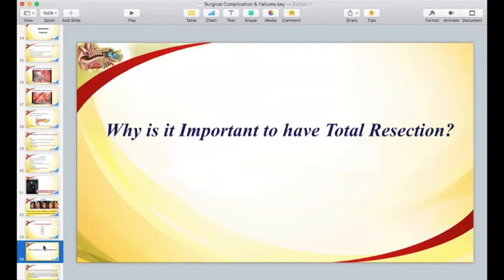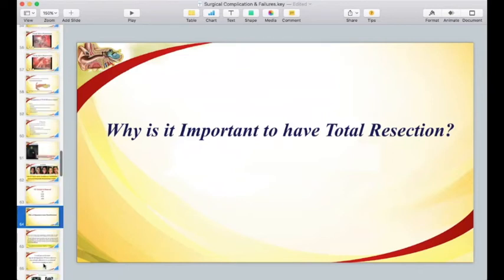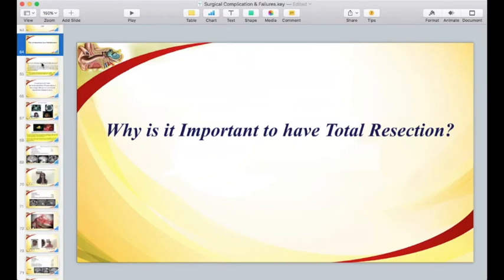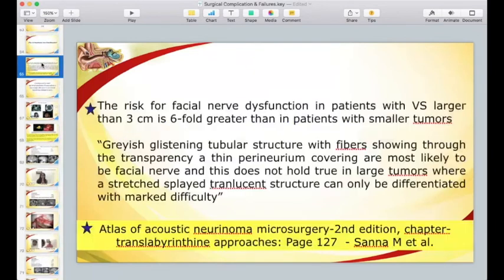Why is it important to have total resection? I have been taught by Professor Sami that you must try and totally remove as far as possible. Leave very little tumor behind. For this, you require to develop your technique. You require to be patient, you require to be gentle. But there will be times when very large tumors, facial dysfunction is much larger in patients who are more than 3 centimeters. According to this article by Sana, 6-fold greater than in patients with smaller tumors.